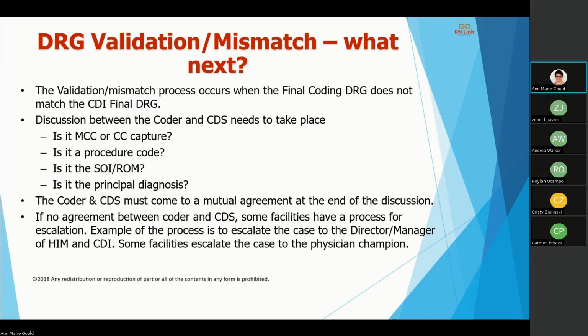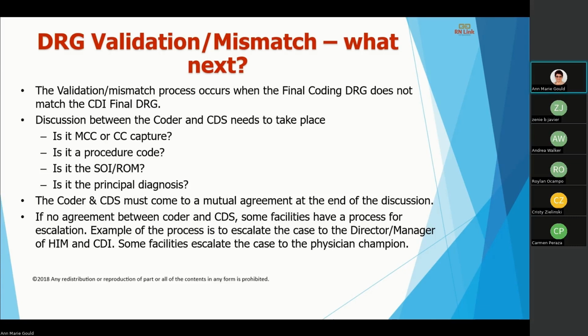And usually by the end of your discussion, the coder and CDS come to a mutual agreement, and then we update, okay? If there is no agreement between the coder and the CDS, then some facilities may have an escalation process in place. An example of an escalation process is the case is referred to the director or manager of HIM and or CDI. And then some facilities escalate the case to a physician champion.